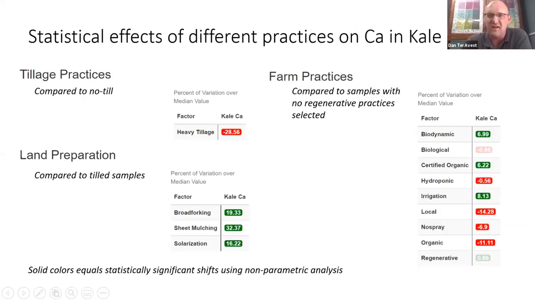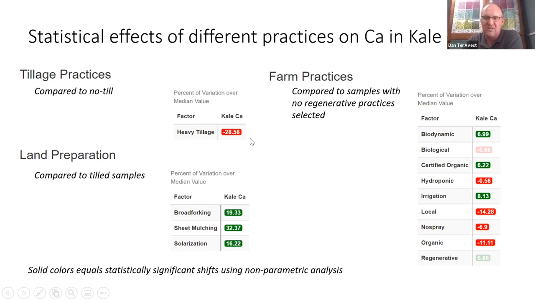So the next step down this journey of determining where this variation came from was to do some non-parametric analysis. I'm not going to bore people with the statistical details, but what's really important is, I'm going to use this table as an example. I'm comparing heavy tillage, which we define as any tillage deeper than 6 inches, to no-till. This red negative 28.56 means there was a 28.5% reduction in calcium in kale leaves under heavy tillage compared to the no-till samples we saw.